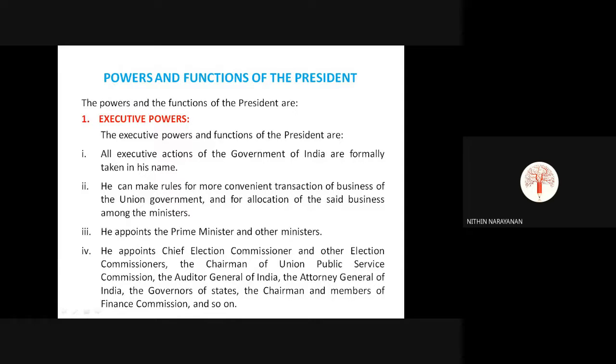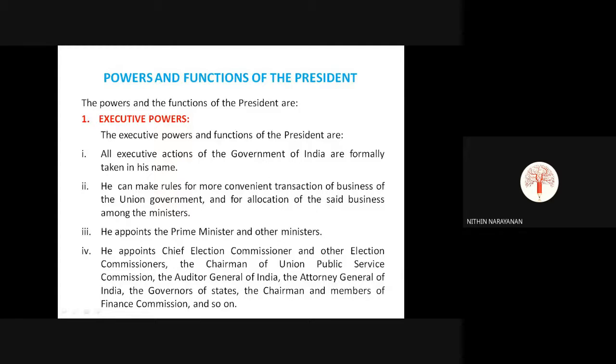Okay. So first one is executive powers. The executive powers and functions of the president: all executive actions of the government of India are formally taken in his name. So the first person of the country is the president. He is the head of the executive. All executive actions of the government of India are formally taken in the name of the president.